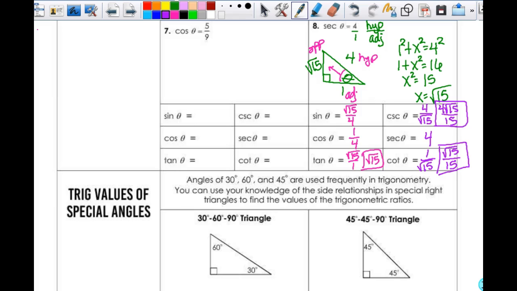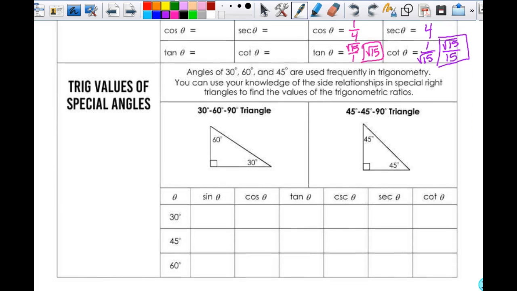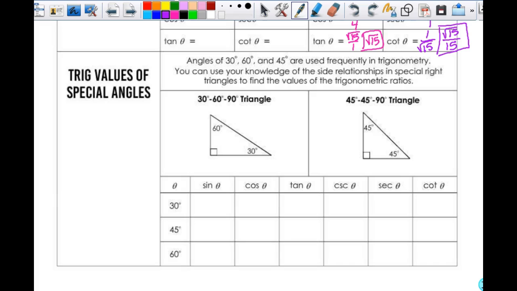All right. Now let's look at these special right triangles, these values that very soon you're going to need to know. It says angles of 30, 60, and 45 are used frequently in trigonometry. You can use your knowledge of the side relationships in special right triangles to find the values of trigonometric ratios. So let's talk about how to label these to solve these in geometry. I find my smallest angle in a 30, 60, 90. Across from that, I can label that as S. This is 2S, and this other one is S times the square root of 3.